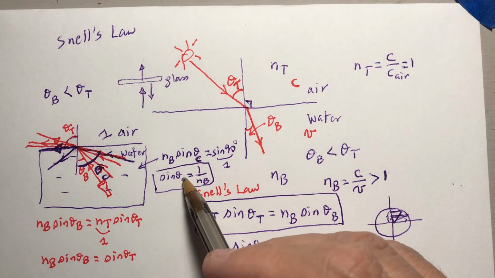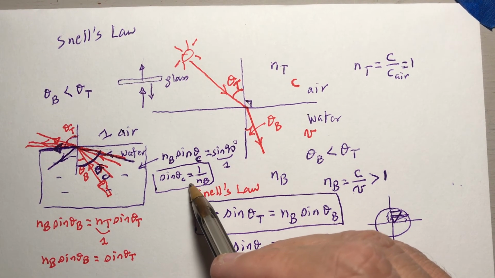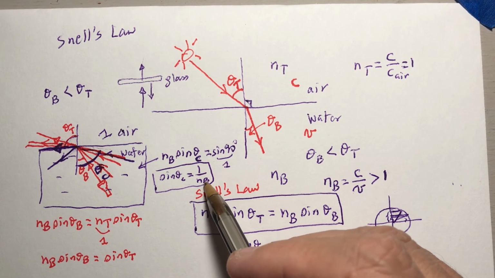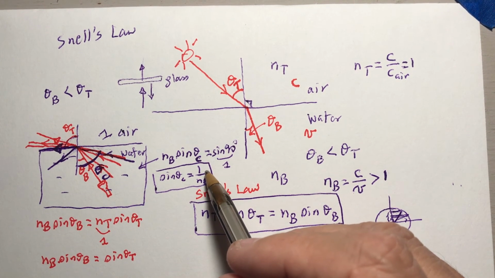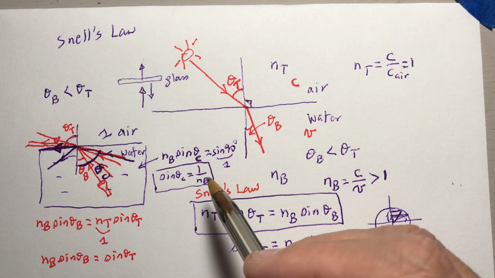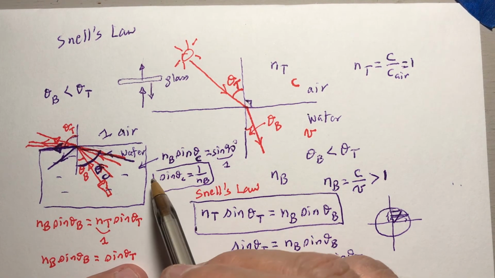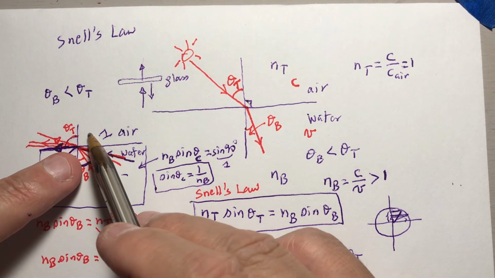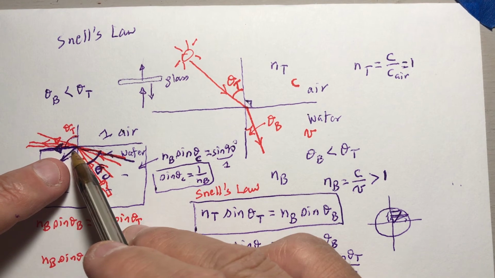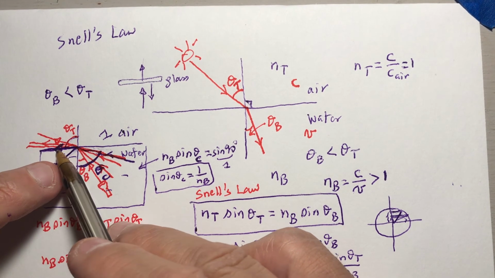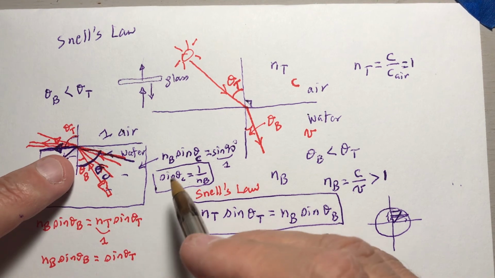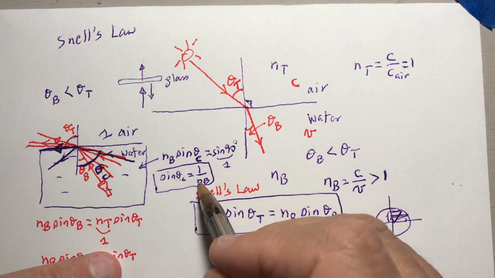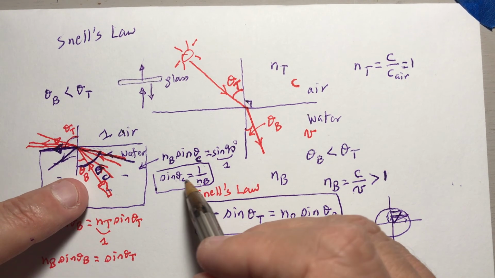So if you want to know the index, or you want to know the speed of light in a medium, because this N_B, what is it? It's the speed of light in vacuum over the speed of light in a medium. So if you want to know the speed of light in a certain medium, you just shoot the light from that medium to go outside, and then at theta critical, when the light goes parallel with the surface, you stop there, get that angle, plug it into this equation, and you can find the speed of light in that medium.